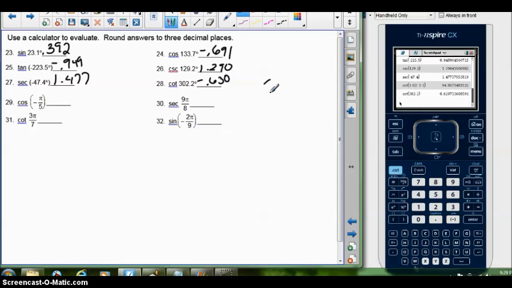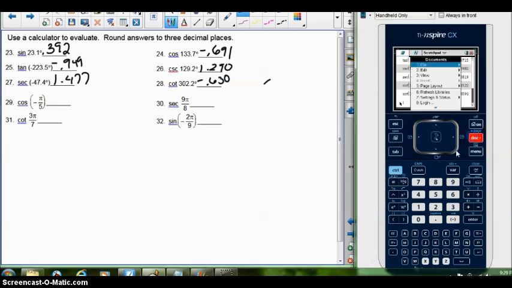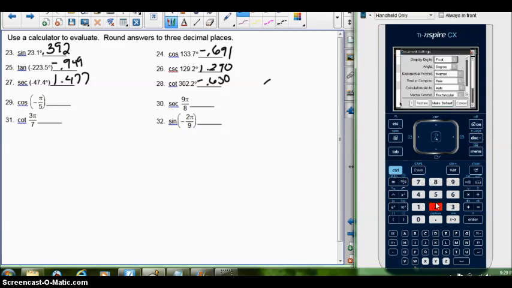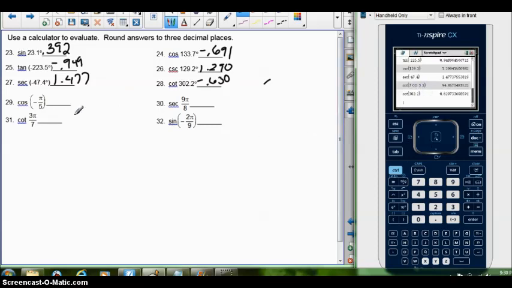Now we'll have to change our calculator to radians. So doc 7, 2, change degrees to radian. Make it our default. Cosine of negative pi over 5. So trig cosine negative pi divided by 5. And we get 0.809.